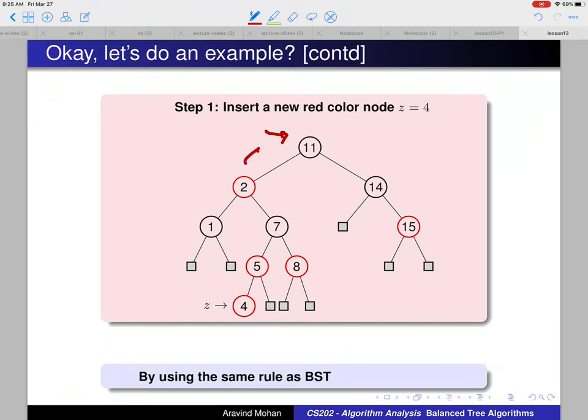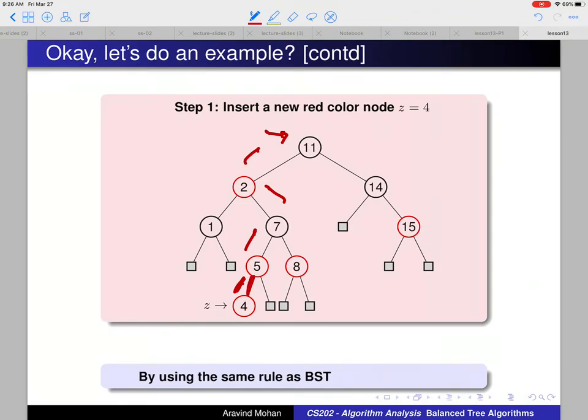So 2, is it on the left or the right? It has got to be on the right side. 7, we ask the question, is it left or right? It has got to be on the left side. 5, we ask the question, is it left or right? Because it's node 4, it has got to be lesser. So we are going to find the spot where we insert 4, right? So we got 4 hooked up to 5, and thereby there's a new parent-child relationship.